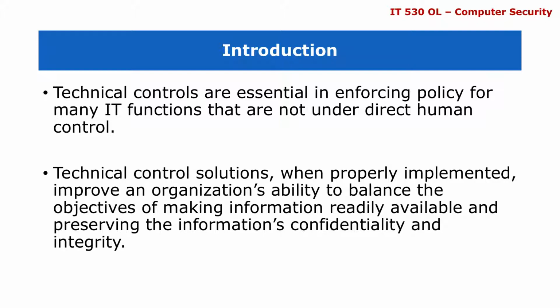So, a bit of an introduction. This chapter falls within the technical controls that we highlighted at the beginning of the semester. We did mention there are management controls, operational controls, and technical controls. These are part of the technical implementations that need to be done on systems and networks. Organizations need to implement these to ensure security from a technical viewpoint. Technical control solutions, when properly implemented, improve an organization's ability to balance the objectives of the organization as well as making information readily available and accessible whenever needed.